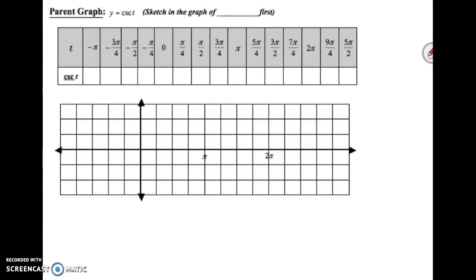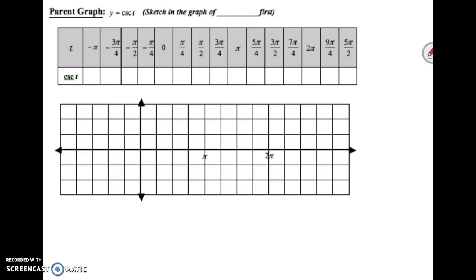This is Precalculus, section 5.4, day 2 notes, more trigonometric graphs. Today we are going to learn how to graph cosecant and secant. Good news is, I think that of the 6 functions, next to sine and cosine, cosecant and secant are the easiest to graph, and that's because they are the reciprocals of cosine and sine.